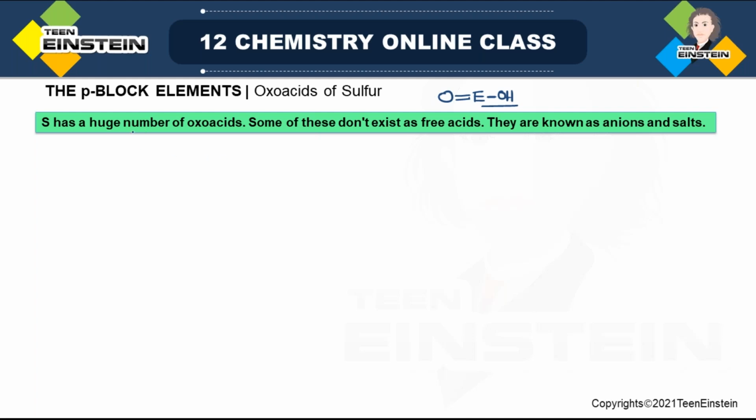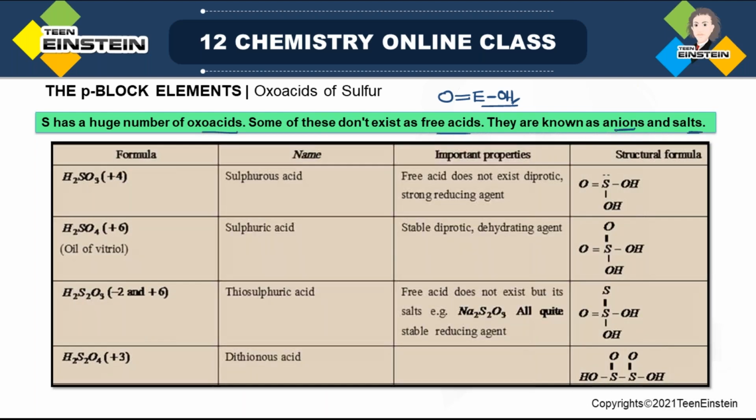It has a huge number of oxoacids. And remember, though we are saying acid, some of these acids do not exist as free acid. That means this H will be replaced by some metal. So that is why it is not a free acid. They will be called anion or salt. So if there is some metal atom present, it will be called a salt. And if simply the H is missing, it will carry some negative charge. So in that case, it will be called an anion. Okay. So one by one, we will see all the oxoacids.